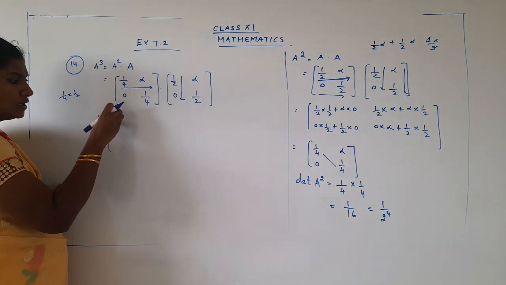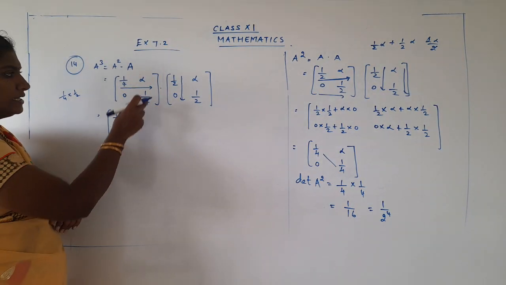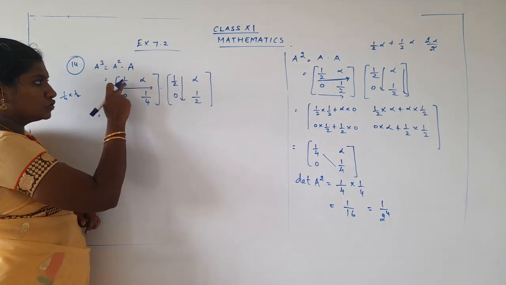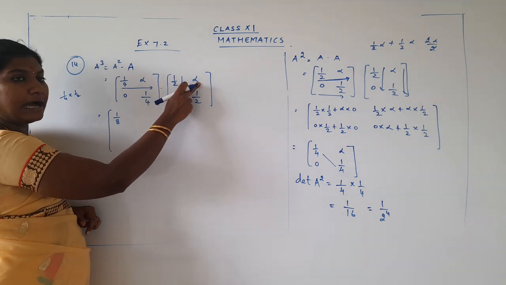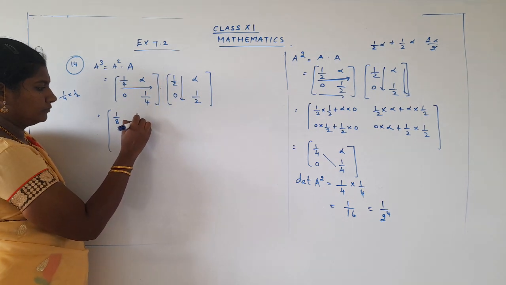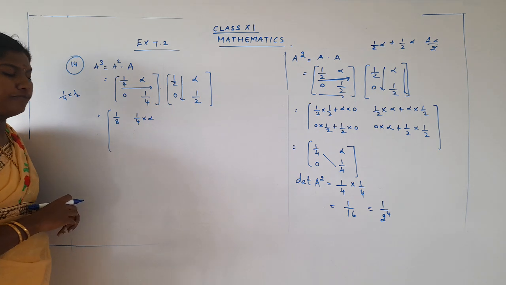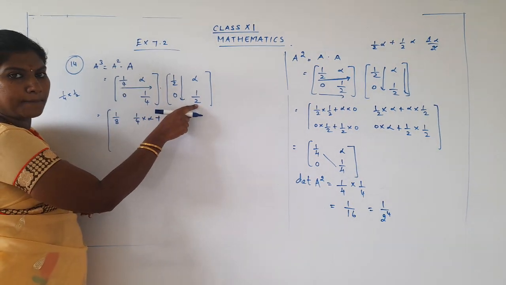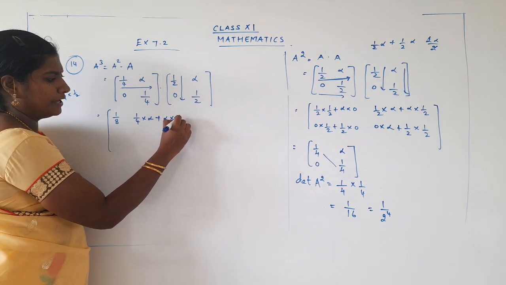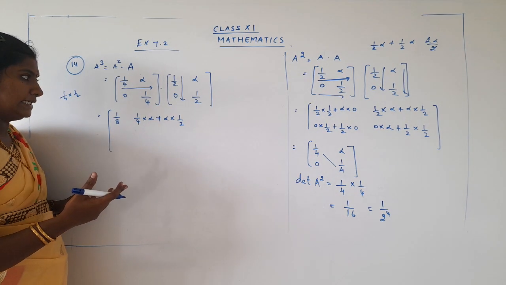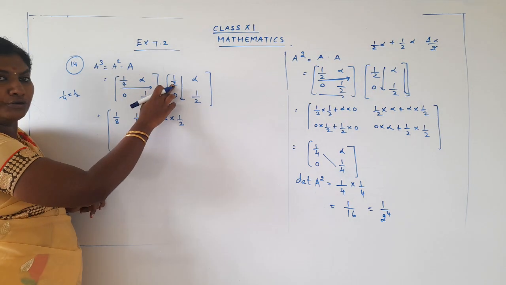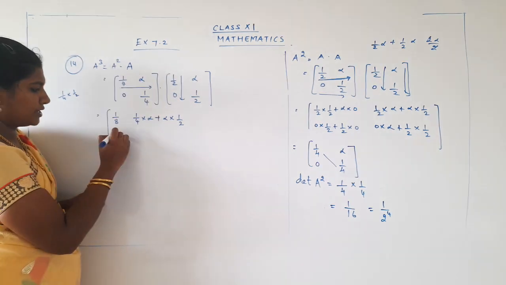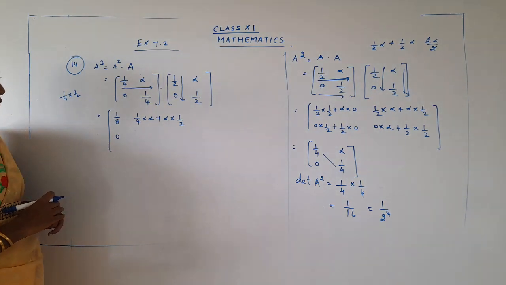So what is the first answer? 1 upon 8. Coming to the next element now, the first row and the second column. So 1 upon 4 into alpha plus alpha into 1 upon 2. Now 0 into 1 upon 2 is 0, plus 1 upon 4 into 0 is 0. So I get here the complete answer as 0.